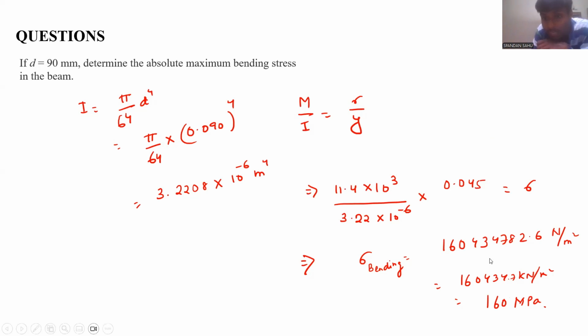We are getting sigma bending to be this big a quantitative value in Newton per meter square. So I am converting this Newton per meter square to megapascal. If you convert that, you just have to shift your decimal point to the left side and that will come to be 160 MPa. That is just conversion. I haven't done anything new.